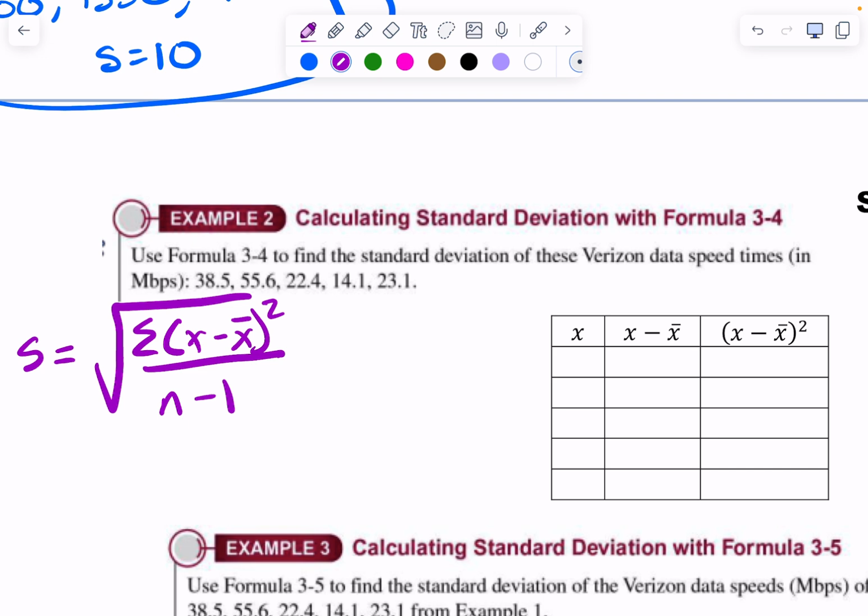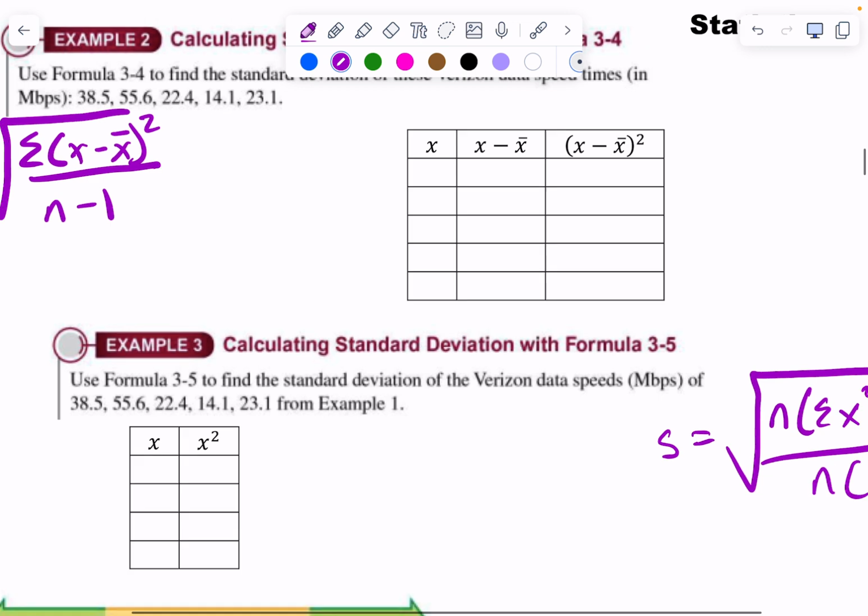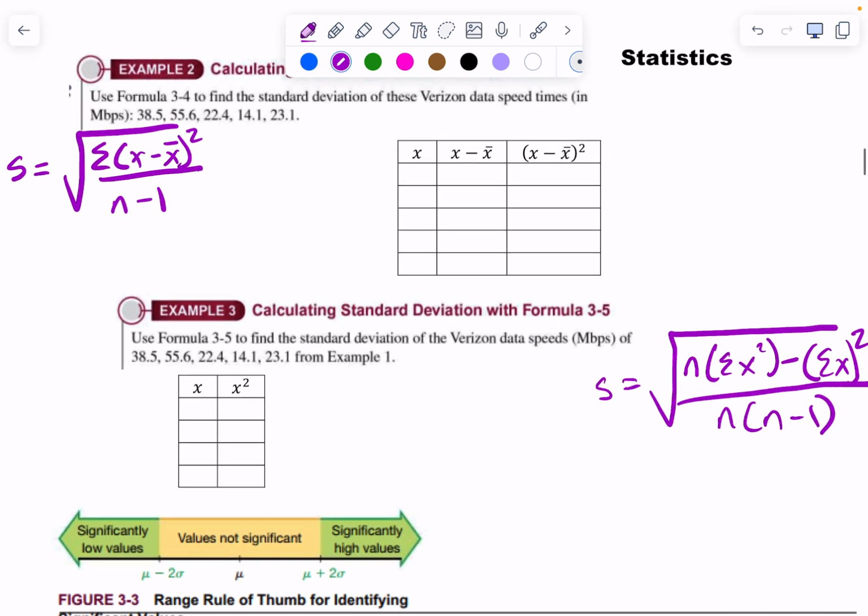Okay, write that formula down. That's the first formula. And if you want to write the second formula down, there it is. Can you explain what that says? Is that like that E thing? That's the sum.